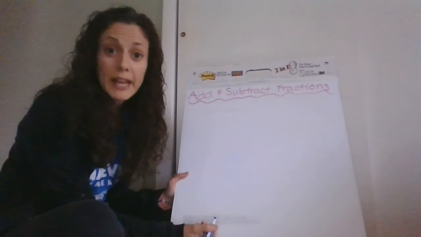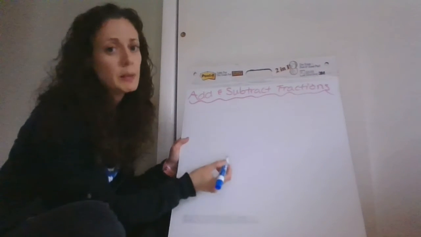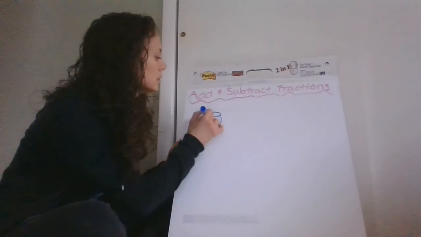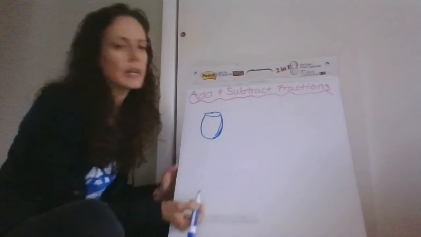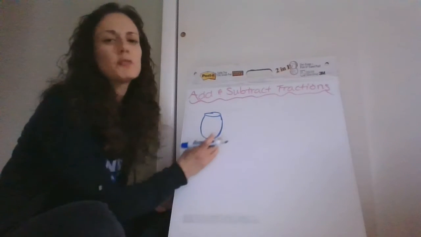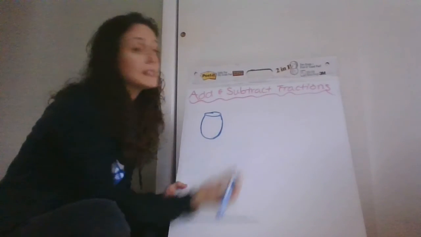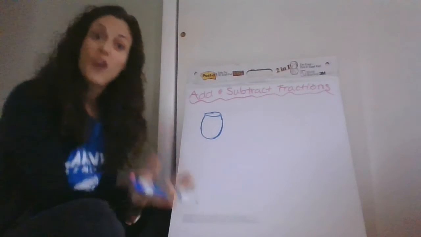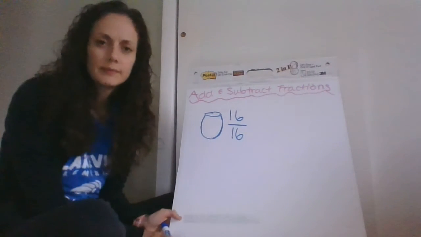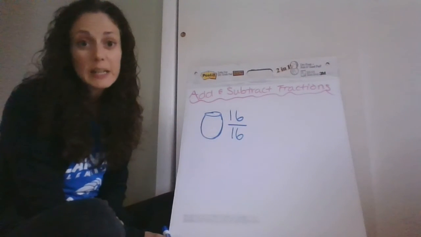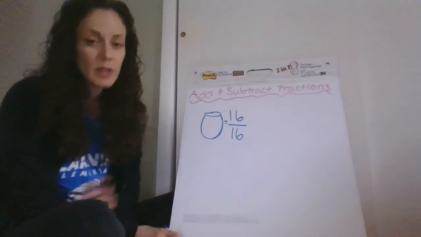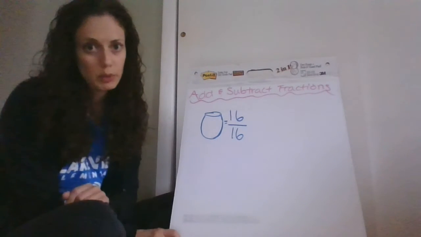Let's say I have a pitcher of lemonade, right? Here's my, I'm going to try, I really am, to draw a picture of lemonade here. Looks more like a mason jar. Good enough. Here's my jar of lemonade. And let's say that when it's full, it's 16 sixteenths. Okay? It's measured into 16 equal parts. The whole jar would be 16 sixteenths. So that's important to remember what the whole is equal to.